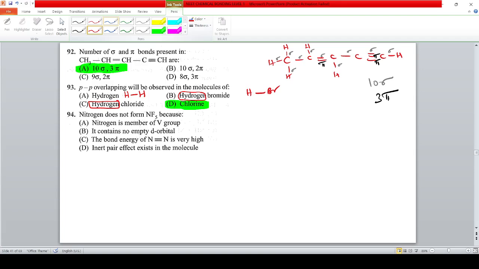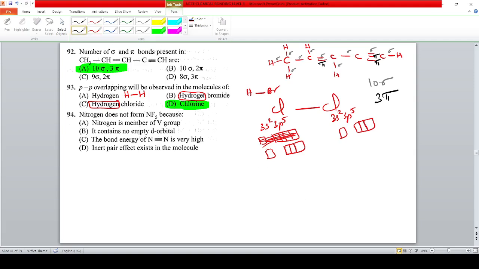How, sir? See, this is one chlorine, this is another chlorine. This is 3s2, 3p5. This is also 3s2, 3p5. If you need, I'll draw. S orbital, p orbital. S orbital, p orbital. I'll draw this 3s2 and 3p5. Look at the screen carefully. 1, 2, 3, 4, 5. I'll draw here 3s2, 3p5. 1, 2, 3.